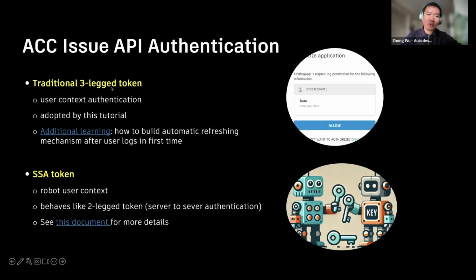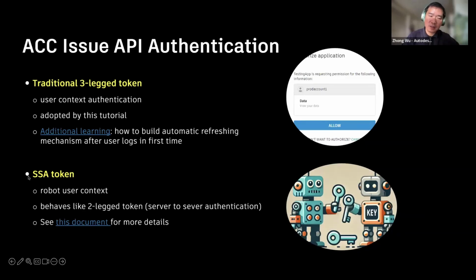With the three-legged token, you actually have two ways. You can use the traditional three-legged token to access the ACC Issue API, which we are going to do today. But you can also use the SSA token. We will not cover it in this tutorial, but it also works.